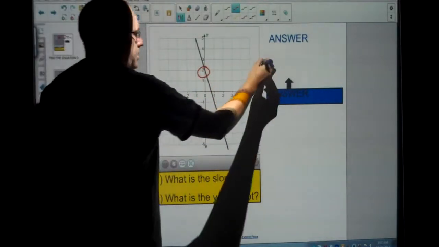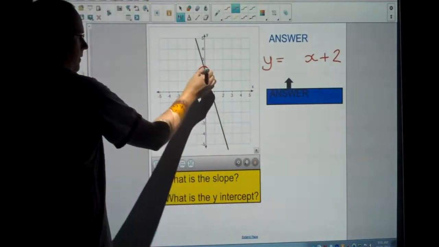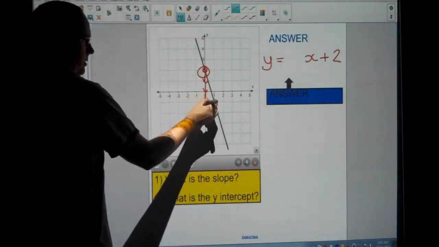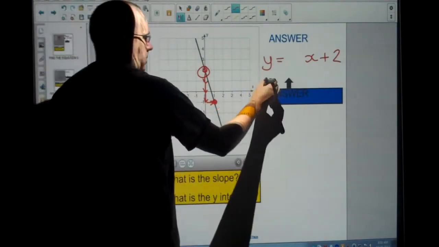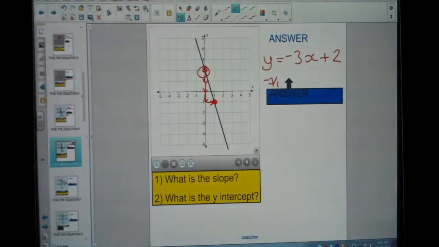Goes through 2, so y equals something x plus 2. Find a few points that lie on the line. Down 1, down 2, down 3, across 1. So my slope is -3 over 1, which is just -3.